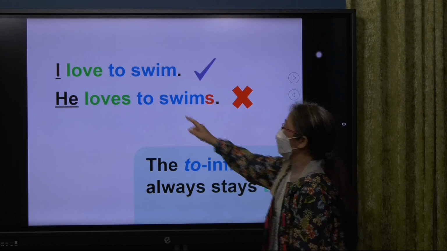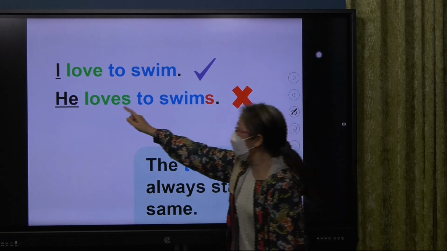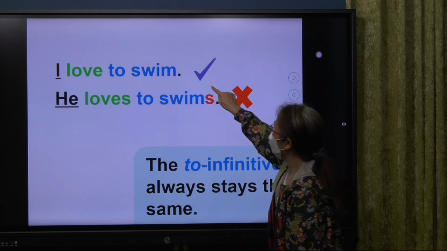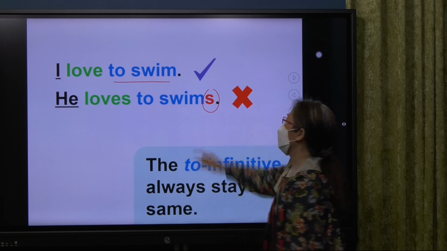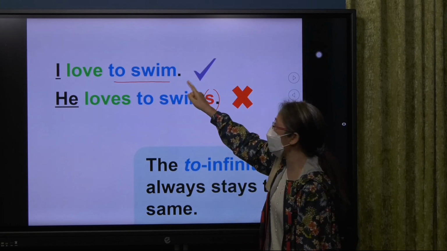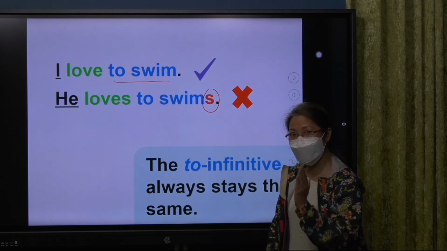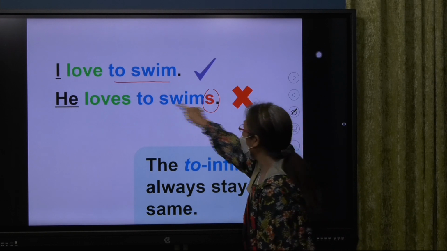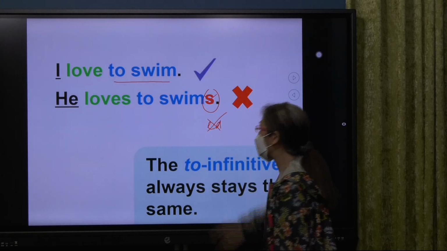Just like this one, I love to swim. Very nice. He loves to swim. Everybody. To infinitive. We use to and the base form of a verb. The base form of a verb, we cannot change it. They are always the same. So this one, no S. Okay? No past form, no ed.